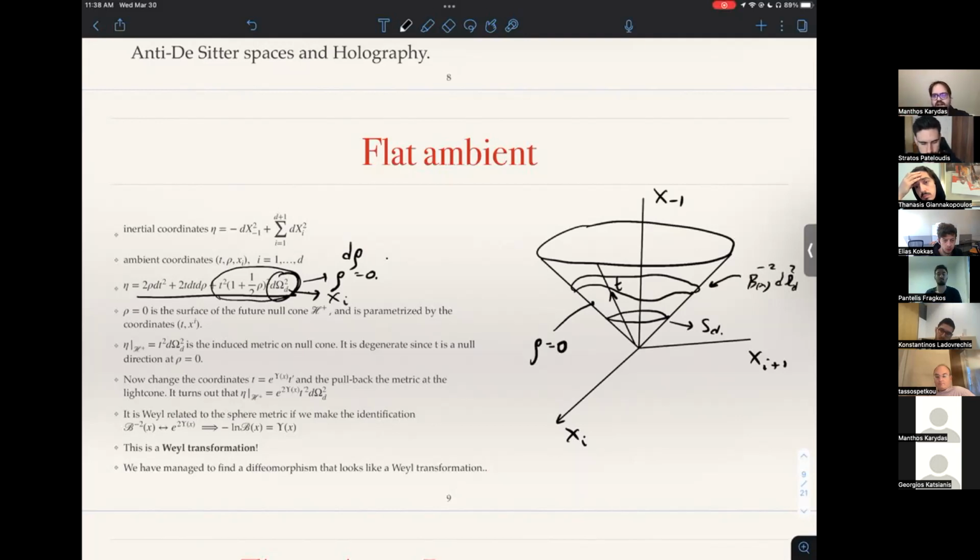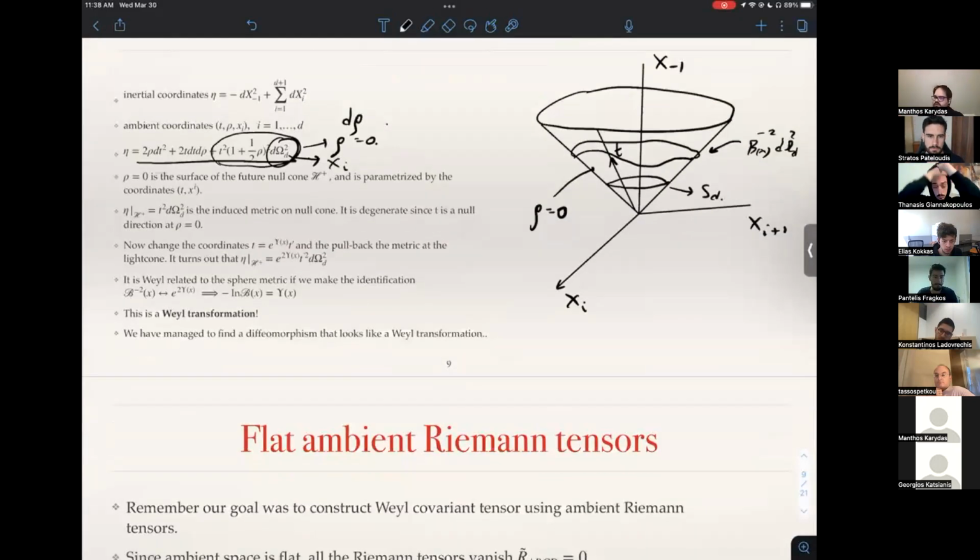I'll see what I mean. We'll generalize this to get any arbitrary background which is not a sphere. A sphere is conformally related to the flat metric, by the way. So anyway, I will see.